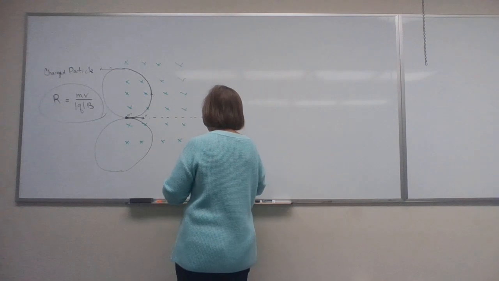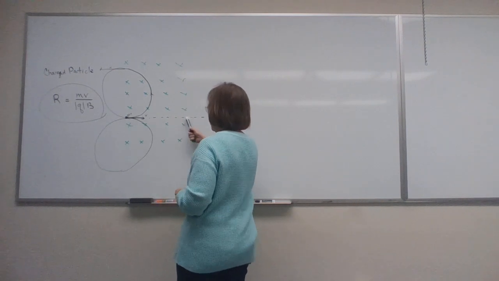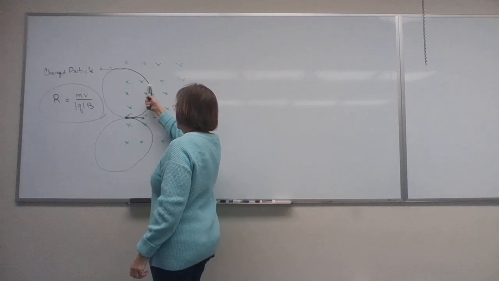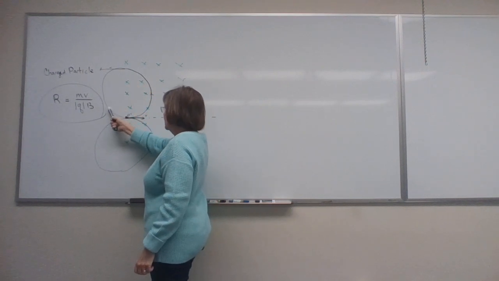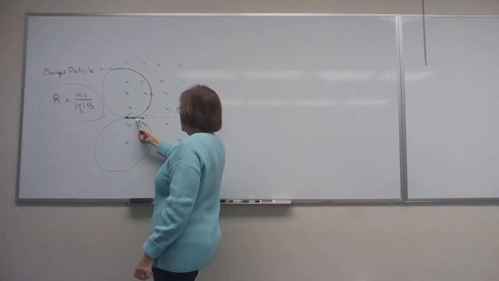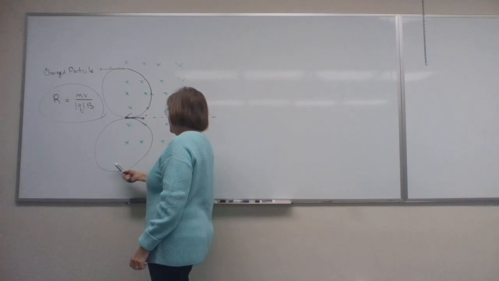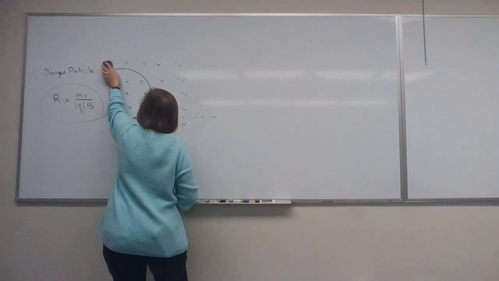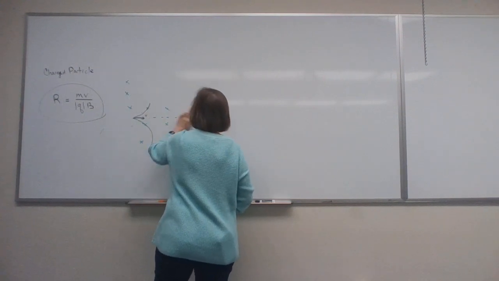So a neutral charge would just remain undeflected. A positive charge feels an upward force, and then it continues to feel forces that make it move in circles. A negative charge feels this downward force, and it continues to move in circles. So let's look at a problem that uses this idea.